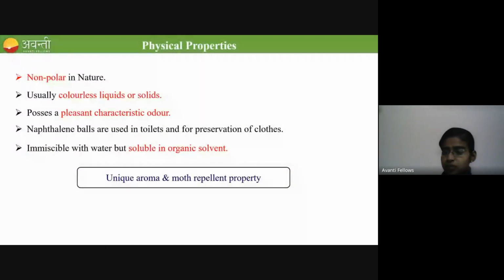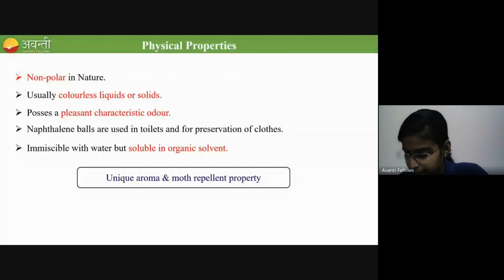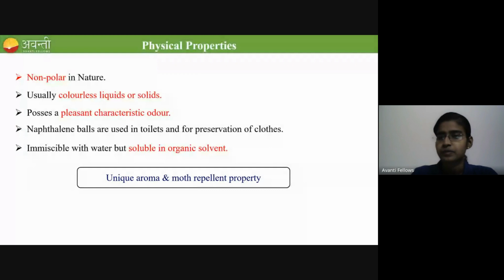Yes, Swati, just take it down. Have you noted? If you have noted it down, just let me know. I will move on to the next slide. Swati, can we move on to the next slide? Yes, finished. Okay, good.